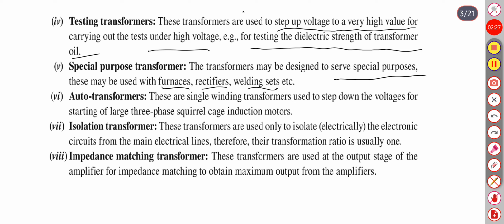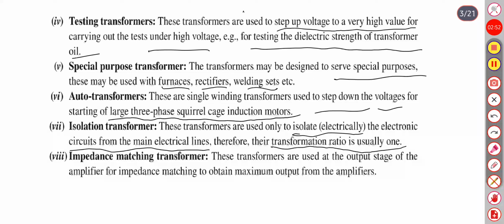Auto transformers are single winding transformers used to step down the voltage for starting of large three-phase squirrel cage induction motors. Isolation transformers are used only to isolate the electronic circuits from the main circuit line. Therefore, their transformation ratio is usually 1. Impedance matching transformers are used at the output stage of amplifiers for impedance matching to obtain output from the amplifiers.